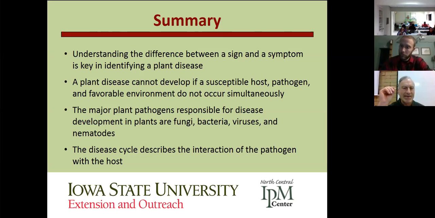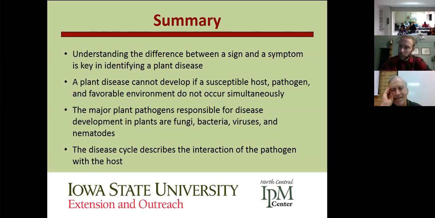Can you repeat what you just said, please? If you can repeat what you just said, Steve. You won't get the disease if what? Oh, you need all three. You need a susceptible host, you need a pathogen, and you need a favorable environment. If you don't have any one of those, then you won't get a disease.